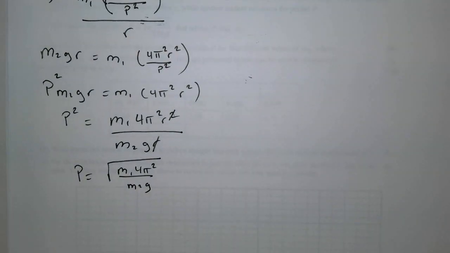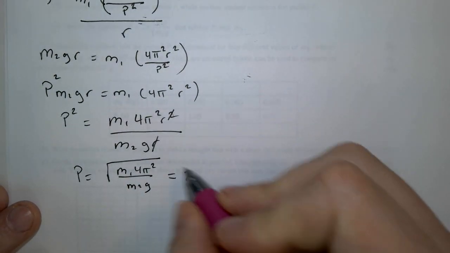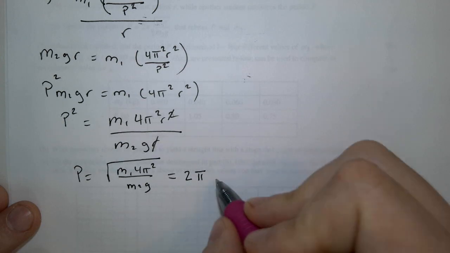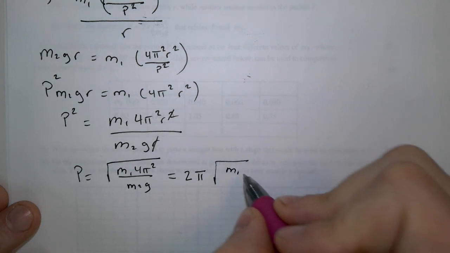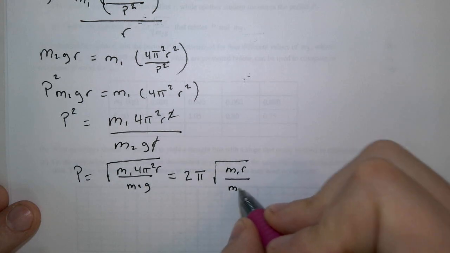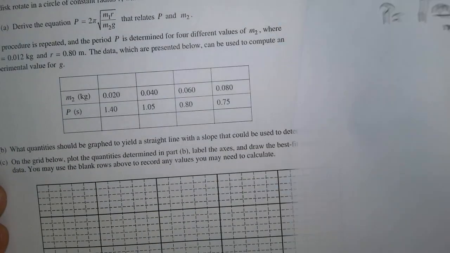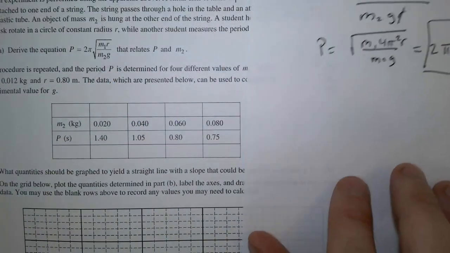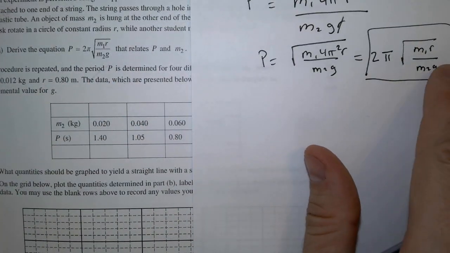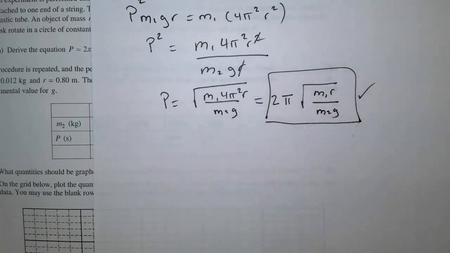And if at that point you didn't think you were doing it right, you're about to find out that you were. The square root of 4 is 2. The square root of pi squared is pi. Square root of m1, don't forget the r, over m2g. Is this what they expected us to find here? We got 2 pi, square root of m1r over m2g. Everything looks good. We would get the points for that.